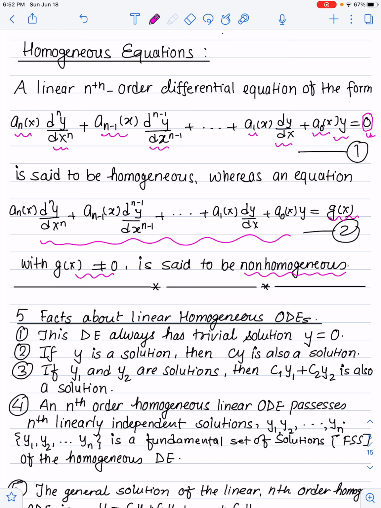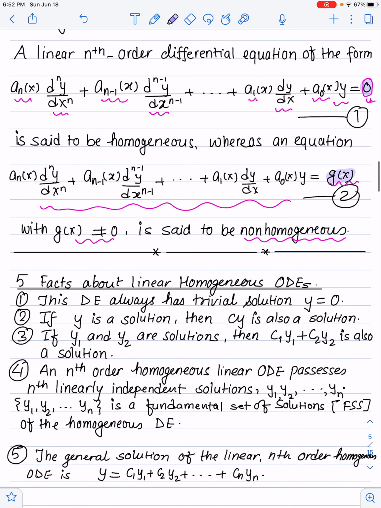If this g of x is 0, then it is called homogeneous. If this g of x is not 0, then it is called a non-homogeneous equation. Okay, so let's look at the 5 facts about the linear homogeneous ordinary differential equation. The linear homogeneous ordinary differential equation always has a trivial solution y equals 0. You can check by plugging this here.